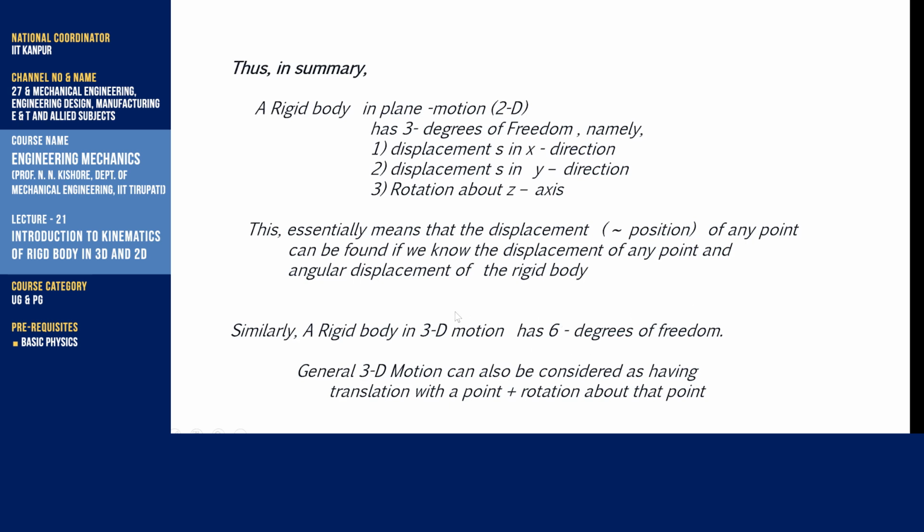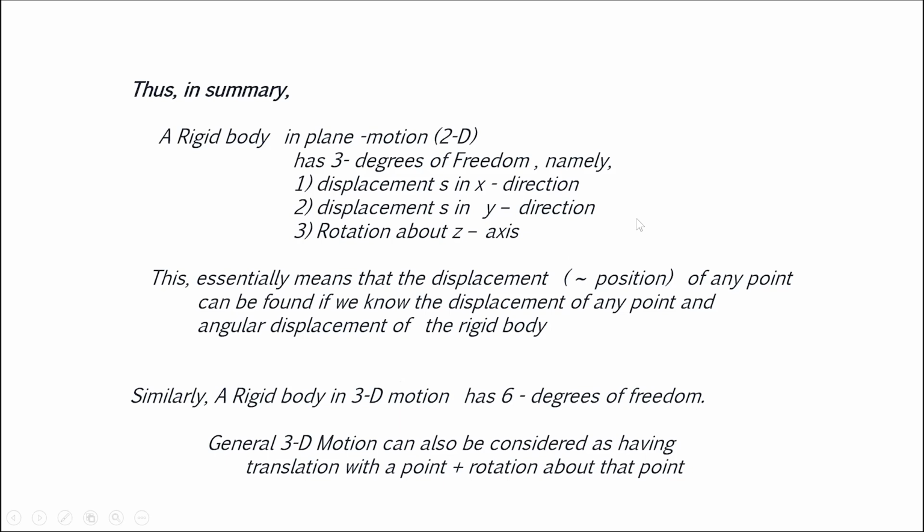Similarly, we will see this later, a rigid body in three-dimensional motion has 6 degrees of freedom. We can very easily extend this one, with almost the same concept: translational motion of a point and rotation about that point. The translation of a point has 3 degrees of freedom, right? X, Y, Z displacement components. And the rotation has 3 components: about the x-axis, about the y-axis, and about the z-axis. Thus you have 6 degrees of freedom.